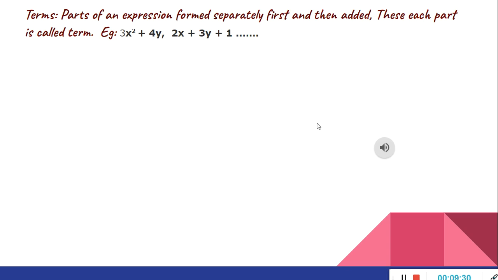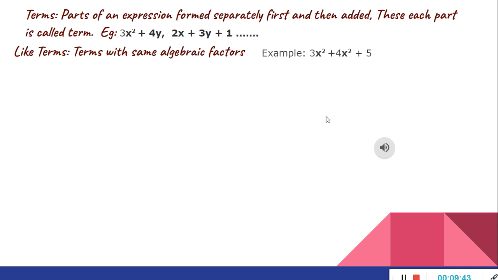Clear? Now next, like terms. Like terms are those terms which have the same algebraic factors. So what do we mean by that? Let's take an example. Let us suppose you have an expression 3x square plus 4x square plus 5. Now, if you observe this expression very closely, what are the terms? So the first term would be 3x square, right? Second term is 4x square and third term is 5. So there are 3 terms here.